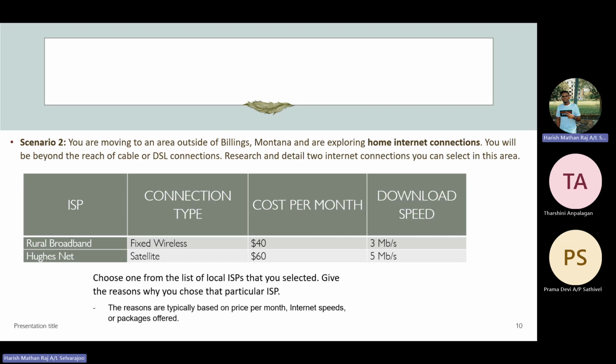Choose one from the list of local ISPs that you selected. Give the reasons why you choose that particular ISP. The reasons are typically based on price per month, internet speeds, or package offered. Next, please.